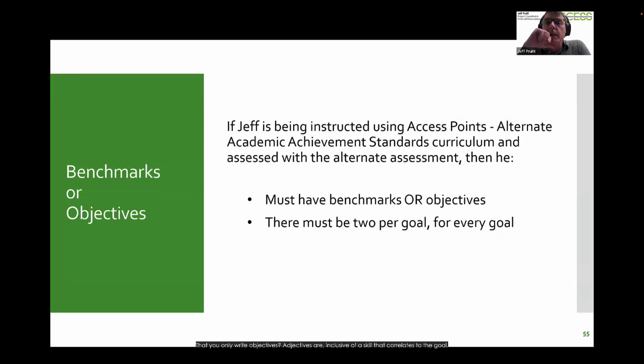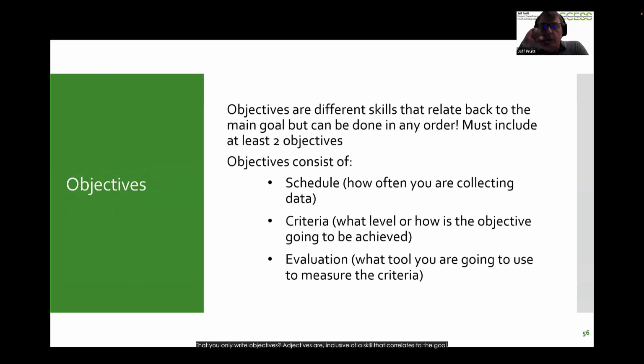I would highly recommend, since we are short on time, that you only write objectives. Objectives are inclusive of a skill that correlates to the goal. And when you write an objective, you have a description of that objective to include a schedule, criteria, and evaluation. The schedule isn't when the student receives a service, it is how often you're going to collect data to say yes, they're making progress or not making progress on that objective.